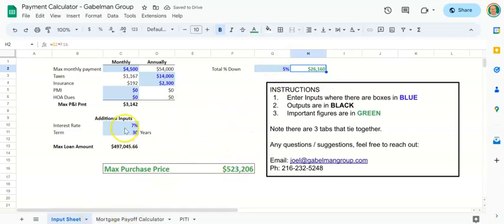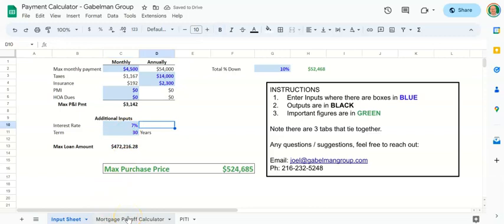Now, this is also something interesting. Let's say rates go down to 6%. So if you were to put down 10% with this budget, and rates drop from 7% to 6%, your purchasing power goes up $30,000.